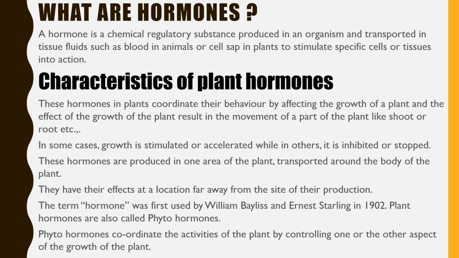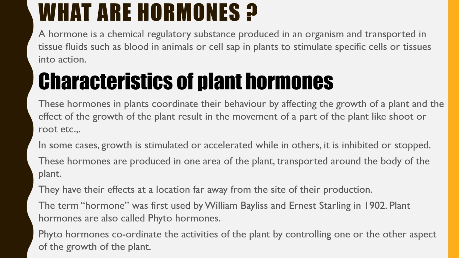These hormones are produced in one area of the plant and transported around the body of the plant. Hormones are produced in different parts like the apical meristem, young leaves, roots, etc. But they are transported to the whole plant body by cell sap. From any part of the plant body, if we collect some cell sap, we will see the presence of hormones there. They have their effects at a location far away from the site of their production.